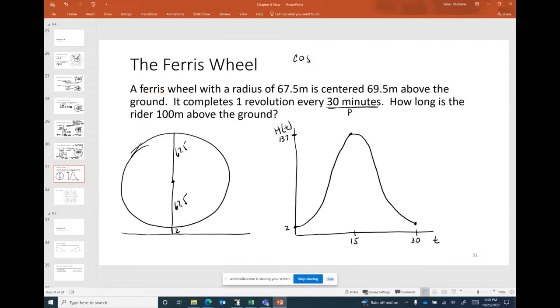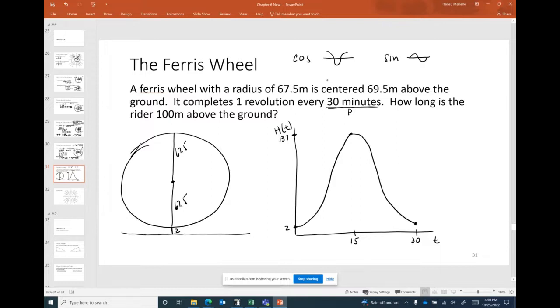Recall that the cosine curve with no transformations looks like this. And the sine curve with no transformations looks like this. Let's try it again. One period of the sine curve with no transformations, one period of the cosine curve. So this looks like a reflection of the cosine curve. So I think that that's what I want to write.